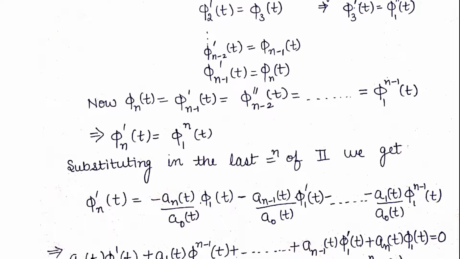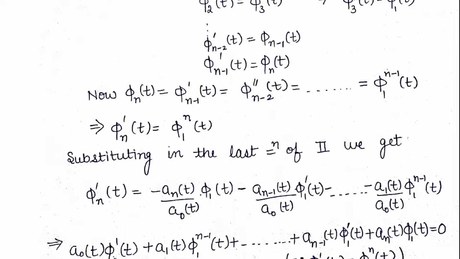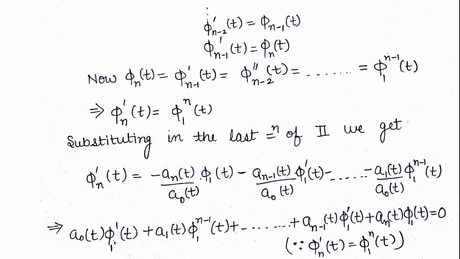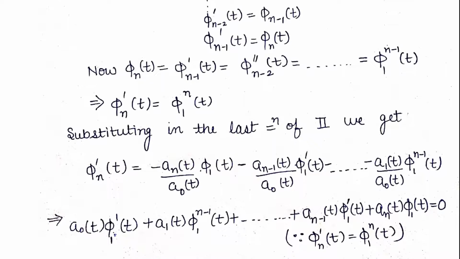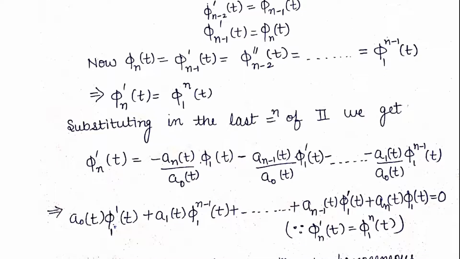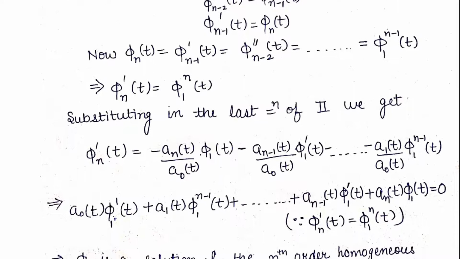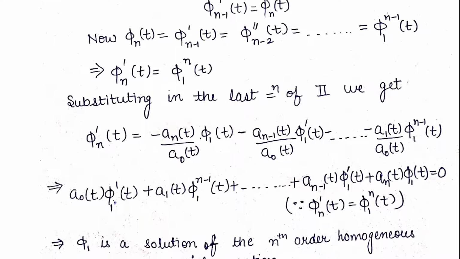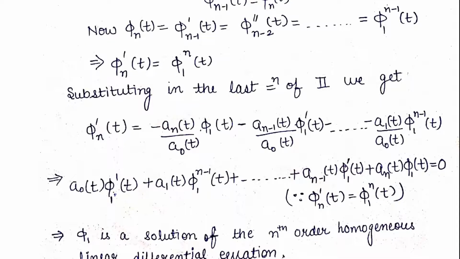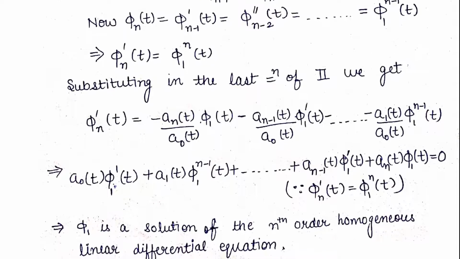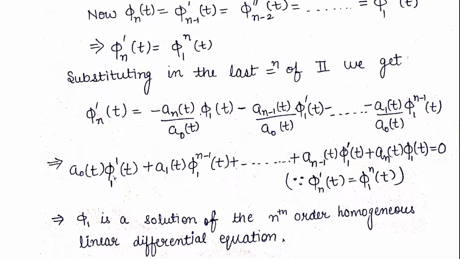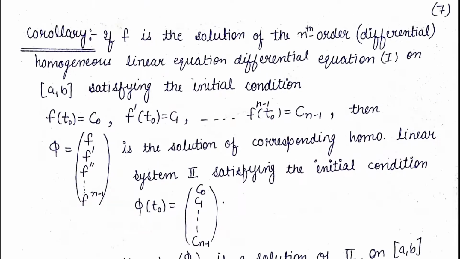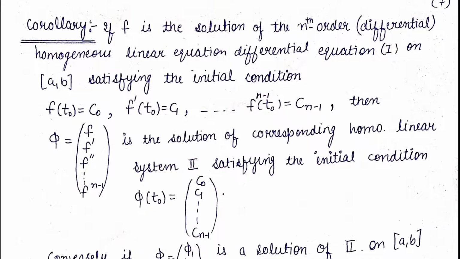and since phi_n'(t) is equal to the nth derivative of phi_1 at t, substituting that value also, we get that a_0(t) phi_1^(n)(t) plus a_1(t) phi_1^(n-1)(t) plus, and so on, a_{n-1}(t) phi_1'(t) plus a_n(t) phi_1(t) is equal to 0. And this equation implies that phi_1 is a solution of the nth order homogeneous linear differential equation. And this finishes our proof.